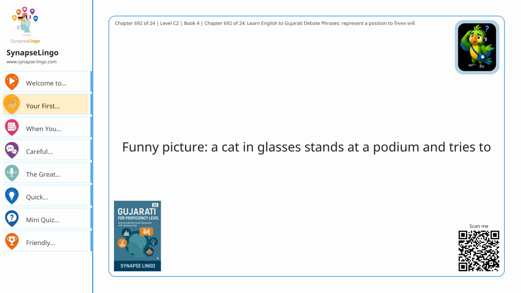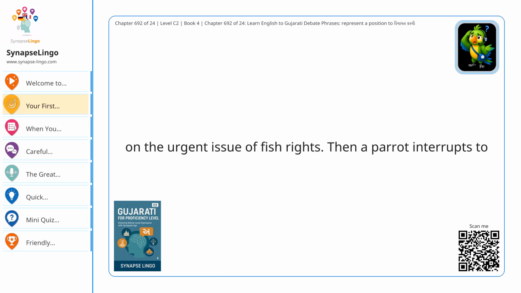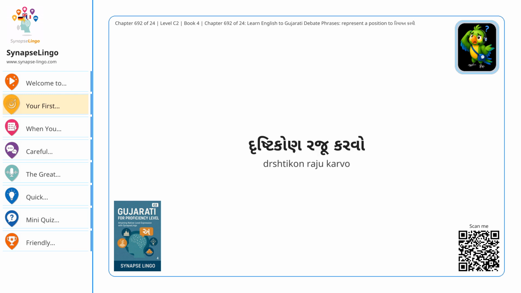Funny picture. A cat in glasses stands at a podium and tries to એક સ્થિતિનું પ્રતિનિધિત્વ કરવું, on the urgent issue of fish rights. Then a parrot interrupts to દૃષ્ટિકોણ રજૂ કરવો, about cracker quality.